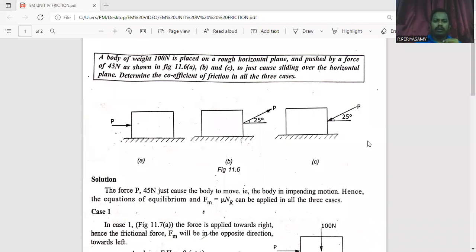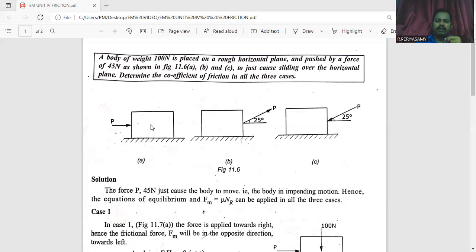Hello everyone. Today we are going to discuss friction in engineering mechanics. First of all, we have to discuss the problem. A body of weight 100 Newton is placed on a rough horizontal plane and pushed by a force of 45 Newton as shown in the figure in case 1, case 2, and case 3, just to cause sliding over the horizontal plane. Determine the coefficient of friction in all three cases.